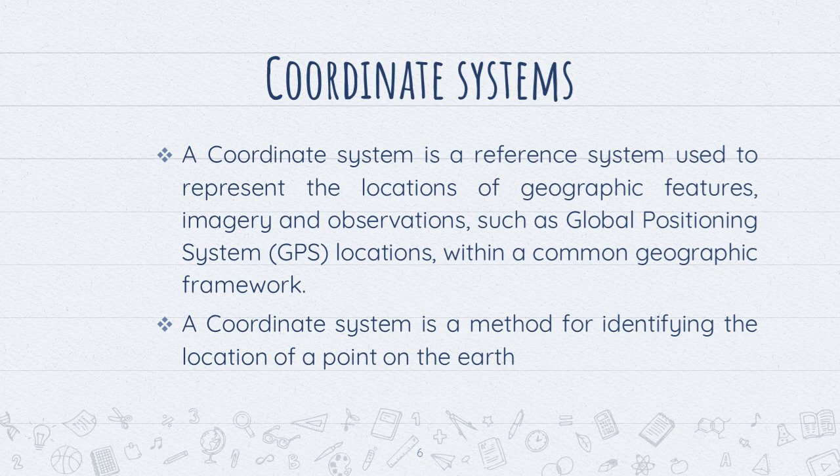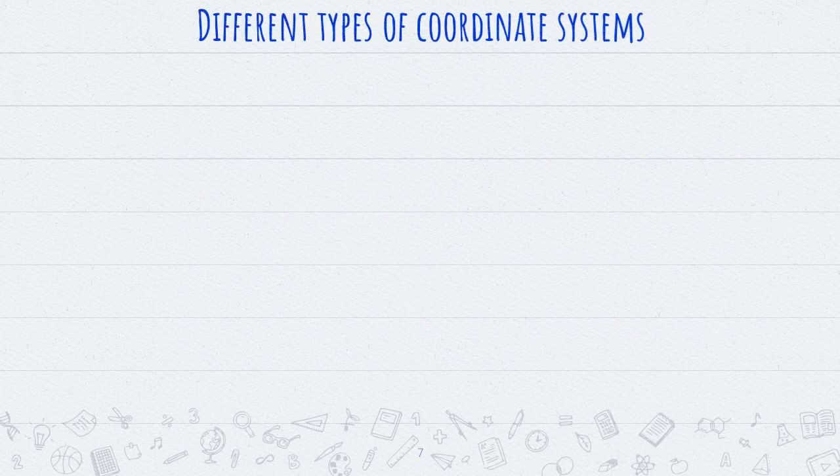So, a coordinate system is a method for identifying the location of a point on the earth. We can say, in an even simpler way, a coordinate system is a system which is used to represent a point in space. So that is why we are going for a coordinate system. Now, what are the different types of coordinate systems we are having?